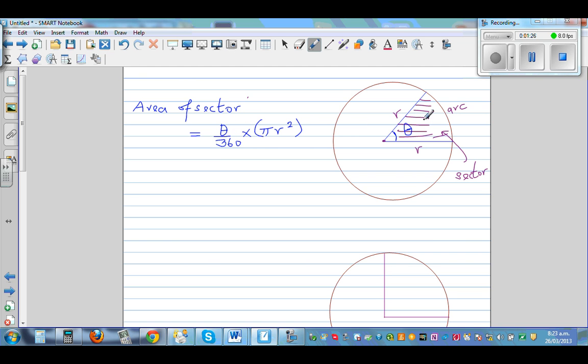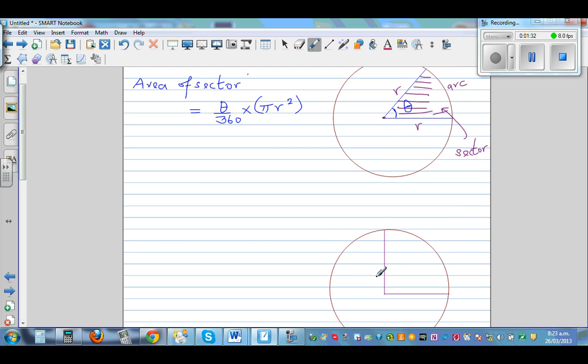So this is a fraction. Let me explain this formula in an easy way. Suppose this is an angle, and the angle at the center is a right angle. So the theta here is 90 degrees. Now this is the radius, or these are the radii.